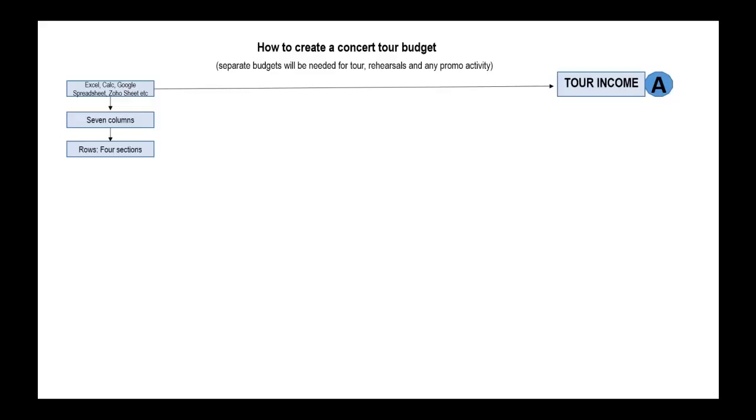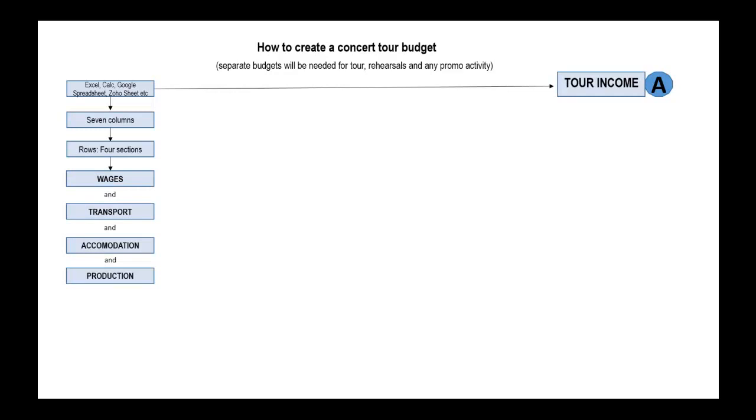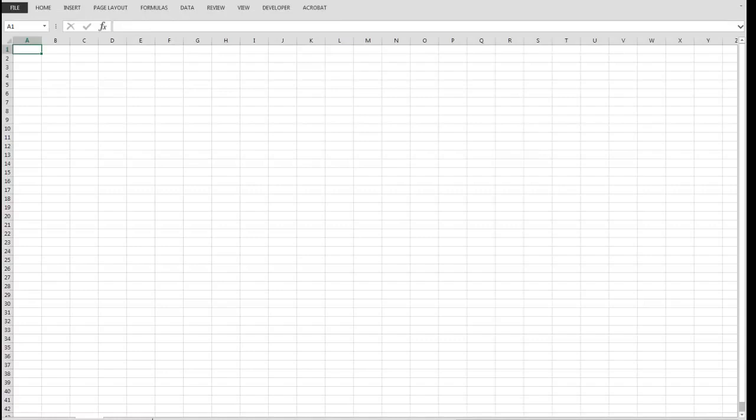And we want to create 7 columns. We want to put our tour income in, and then we want to create 4 sections that are going to be the sections of our budget items. And those sections are wages, transport, accommodation, and production. Here is an Excel spreadsheet, but most spreadsheet programs are the same.